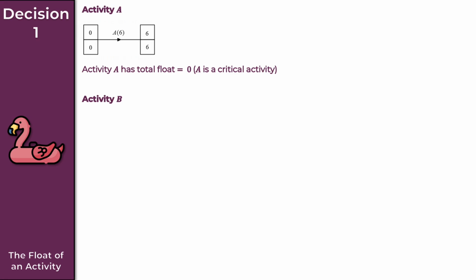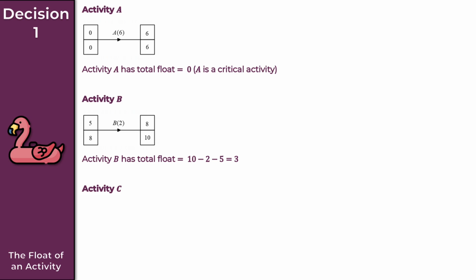Now for the next example, activity B. Again, I've got my diagram here from a network. Now, activity B will have total flow of the following. So I've got 10 here, the latest finish time, minus 2, the duration, minus 5 here, the earliest start time. So 10 minus 2 minus 5 is just the same as 10 minus 7. And that simply gives us 3. So activity B has total flow of 3.